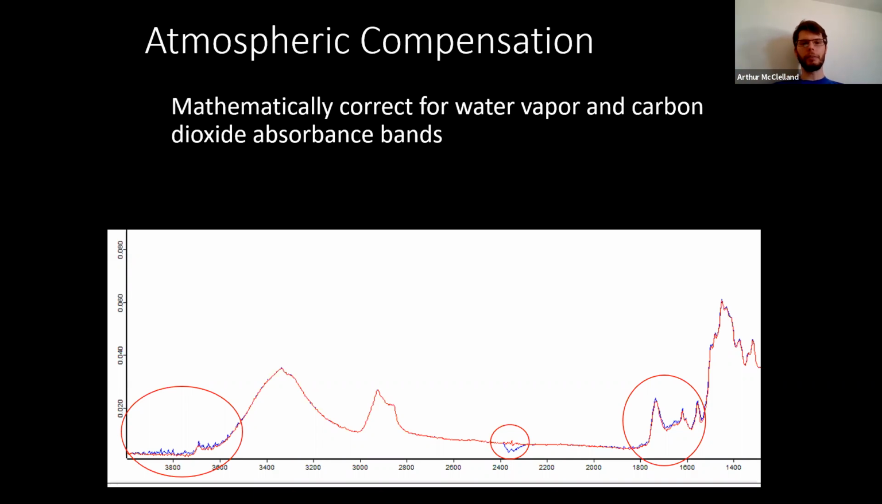So the blue data was the raw data in this example, and the red data had this post-processing step applied to it. You can still see there's a little glitch around the carbon dioxide. There's a little glitch in the red data, but it's not as noticeable as in the blue data. But it's something to be extra aware of if you end up trying to do FTIR on samples.